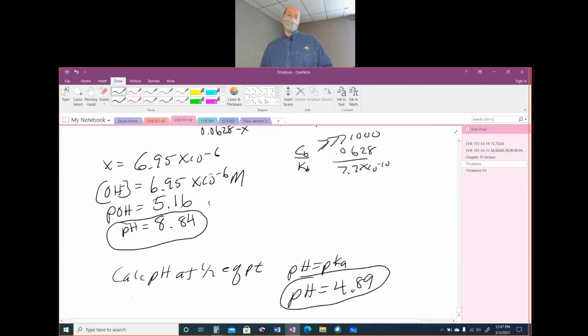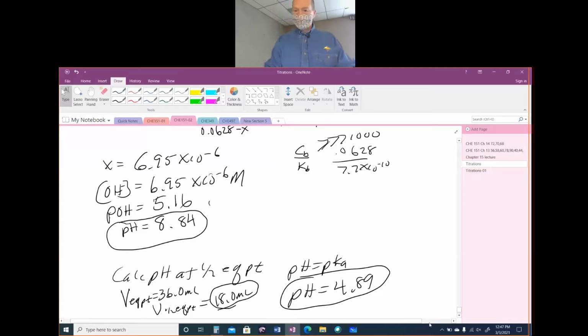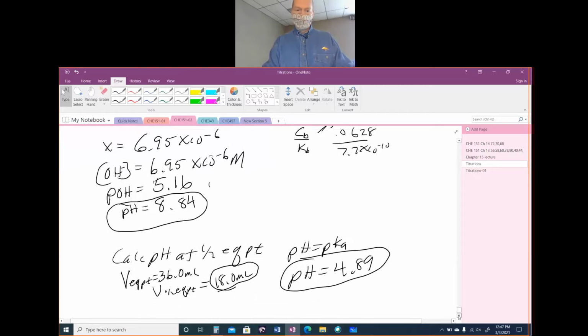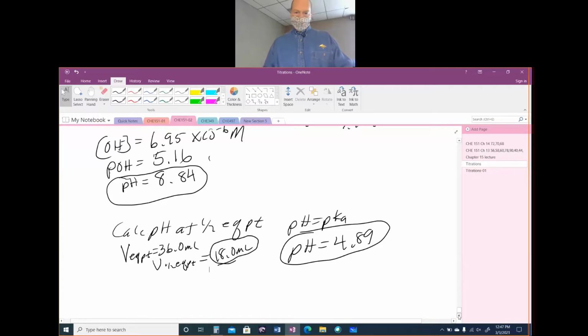All right, but what is the volume? So the volume at the equivalence point was 36.0 mL. And so the volume at the half equivalence point is half of that, and that is 18.0 mL. All right, so you will need to know this for your plot. You're plotting points when you are going to do your graph. The point is going to be your 18 mL, and the pH will be 4.89. All right, so at the equivalence point, that was your 36.0 mL, so that's your point there. 36 mL is 8.84.